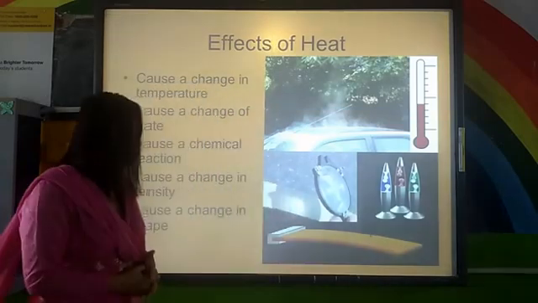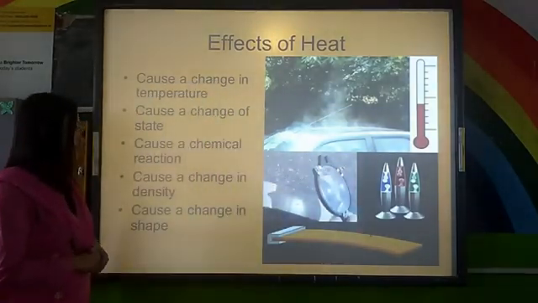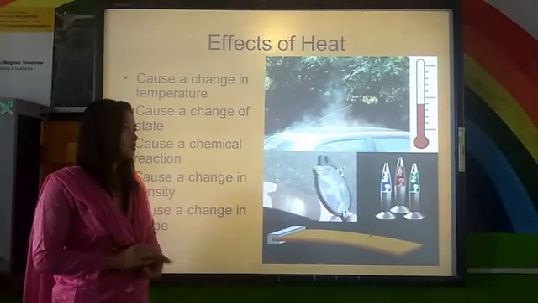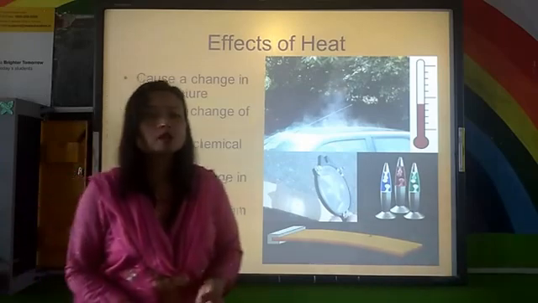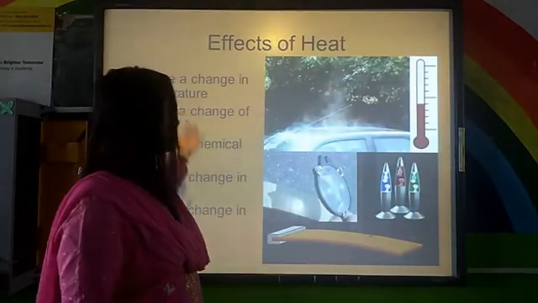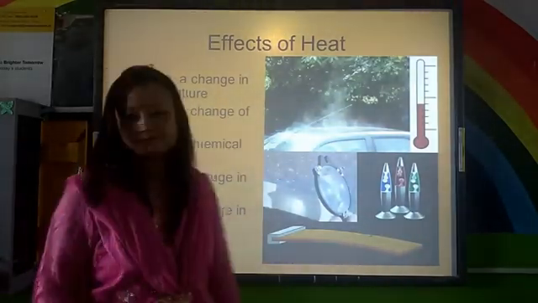Okay. Next one is the cause of change in shape. So if a metal sheet is heated, it might be melted, isn't it? So these are the different effects of heat.